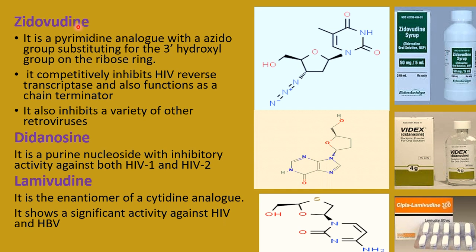Then moving to the next one, zidovudine. Zidovudine, or azidothymidine, AZT, is an analog of thymidine. It is an antiretroviral drug that inhibits the action of reverse transcriptase, so we can use it in the treatment of HIV. Reverse transcriptase is the enzyme that HIV uses to make a DNA copy of its RNA. Zidovudine was the first approved drug to treat HIV infection, that is AIDS.